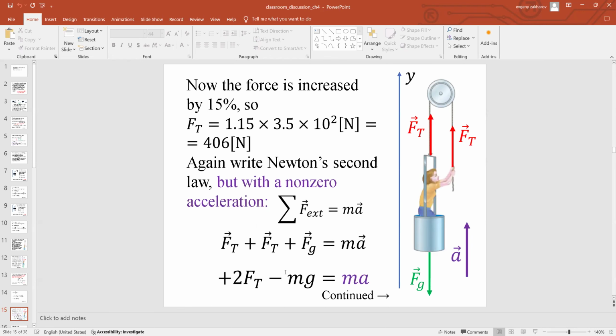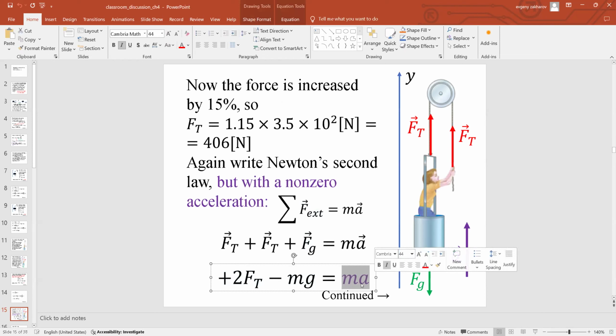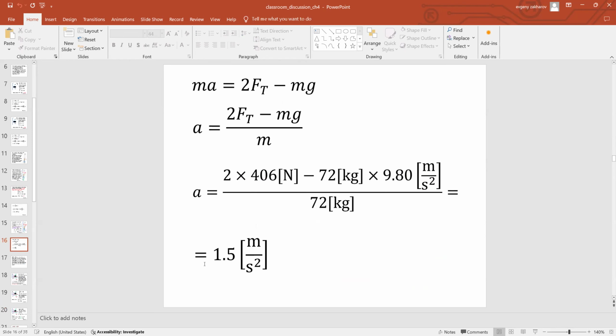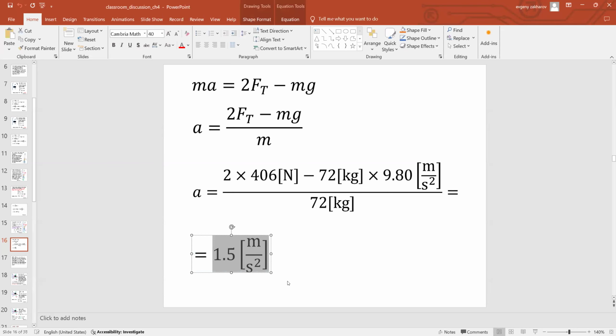If that force is increased by 15%, then it's still the same physics. See, the physics is the same. The only difference is that you do have acceleration now, because it's not constant speed anymore. And you have to solve for acceleration, which comes out to be 1.5 meters per second per second. What do you say for this number?